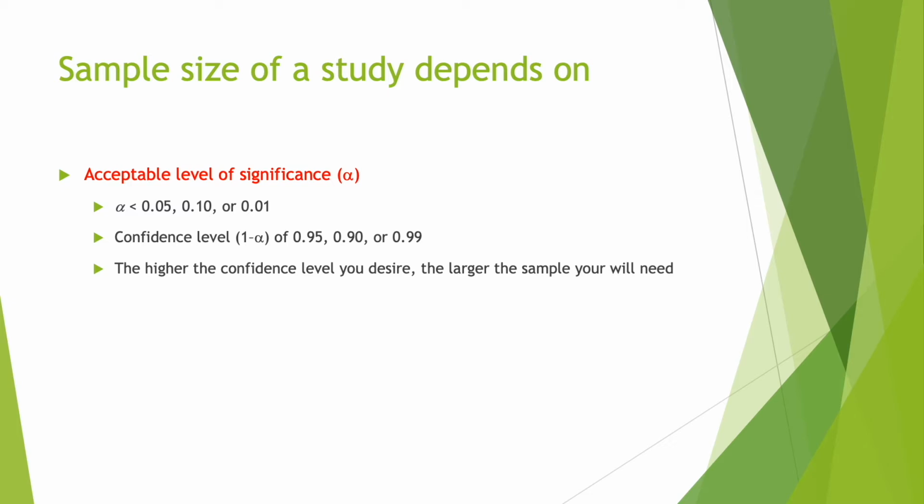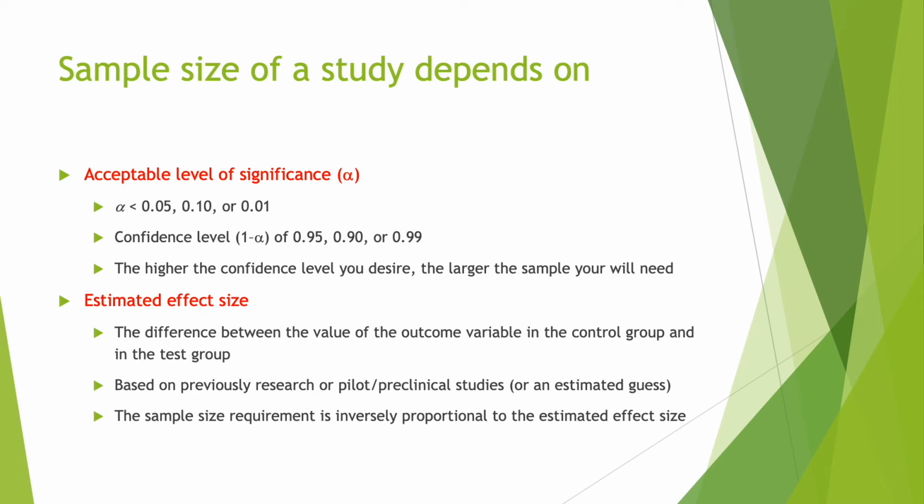Now, the sample size is also dependent on the estimated effect size. To put it simply, the effect size is the difference between the value of the outcome variable in the control group and in the test group. The effect size is generally based on previous research or data from pilot or preclinical studies. It could also be an estimated guess if no prior data is available. Basically, the larger this difference is between control and test group, the smaller the sample size you'll need, and vice versa.